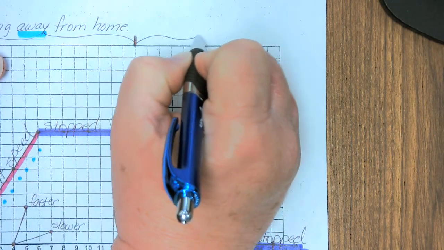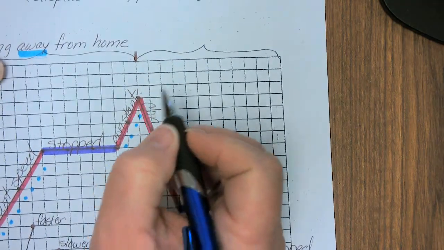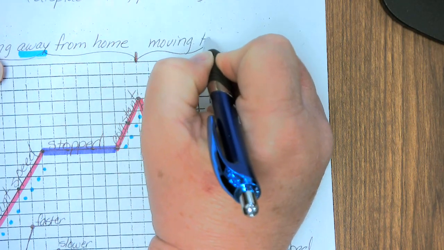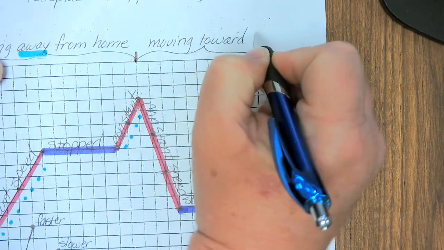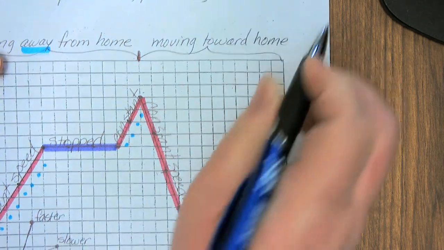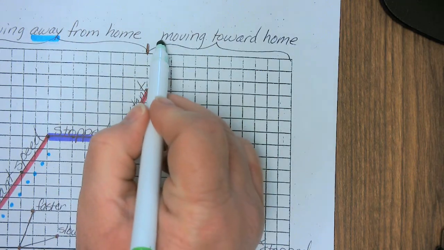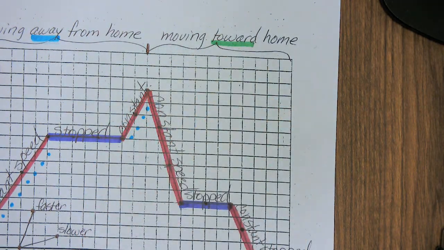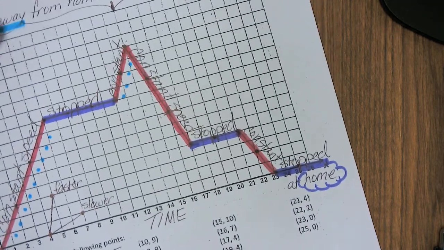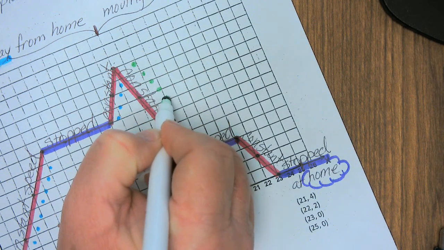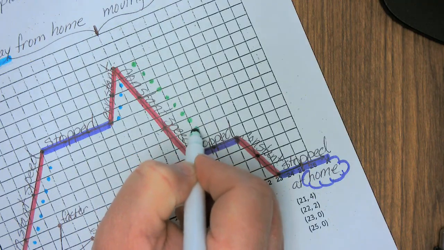One last notation that we need to make on here, or set of notations, we're going to do another set of brackets up at the top. And we're going to write moving toward home. And I'm going to use my final color here, underline toward home. And then I'm going to put dots above the areas where we are headed back toward home.